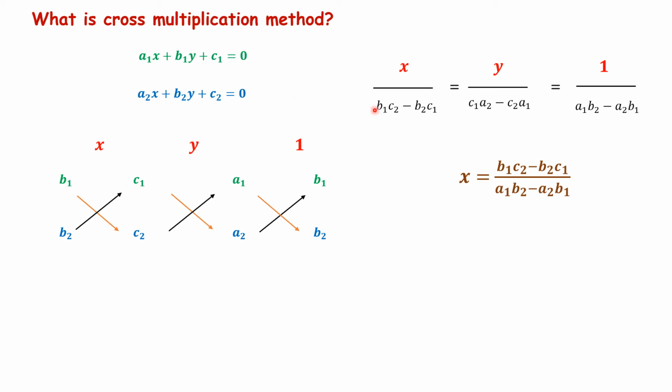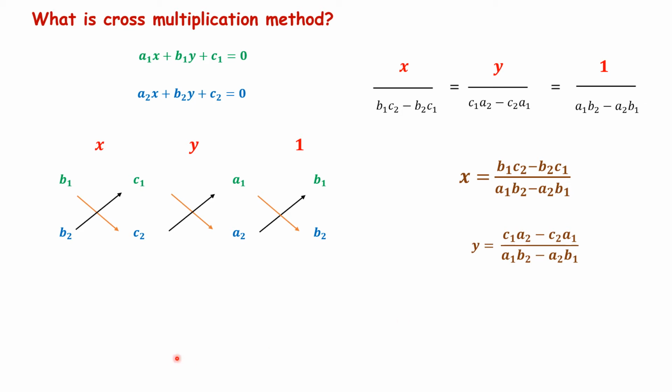So x will be, this will go to the numerator, so x will be b1 c2 minus b2 c1 whole divided by a1 b2 minus a2 b1. Got it? Similarly, to find the value of y, take this equation and this equation and equate them. When you equate, y is equal to, this goes to the numerator, so y is equal to c1 a2 minus c2 a1 whole divided by a1 b2 minus a2 b1. Got it? This is the formula to find the value of x and y through the cross multiplication method.